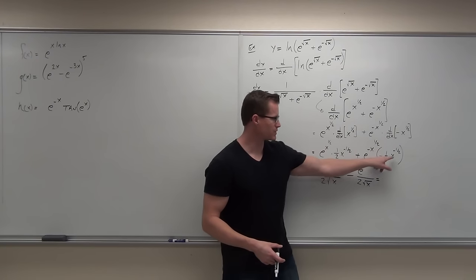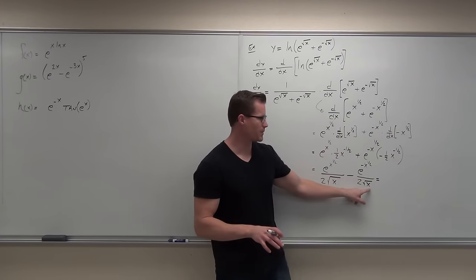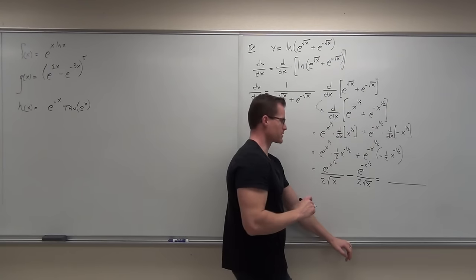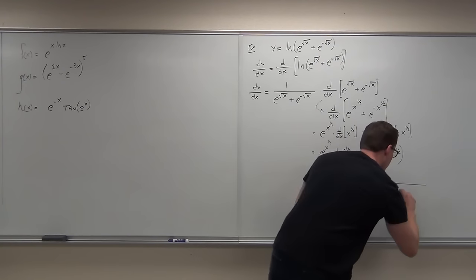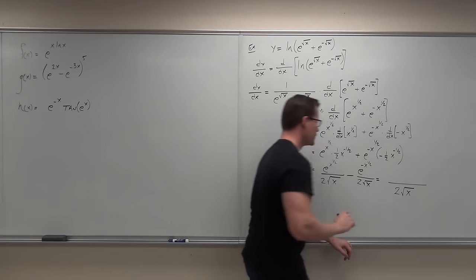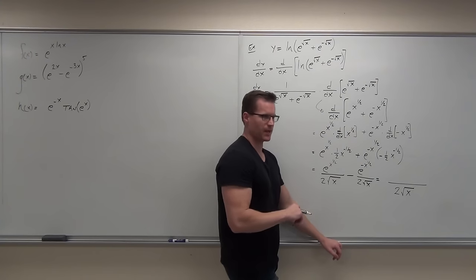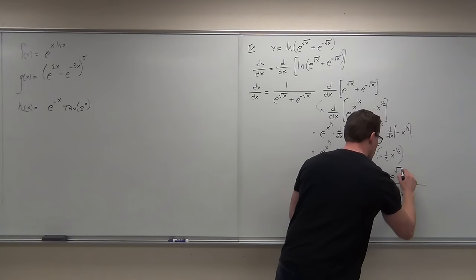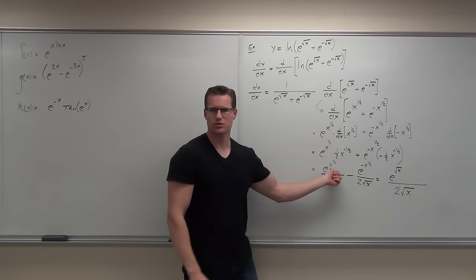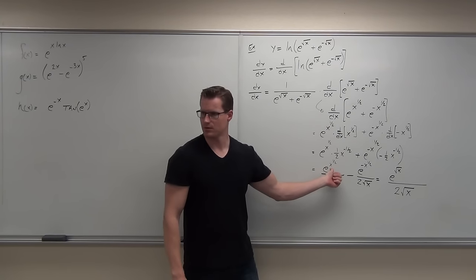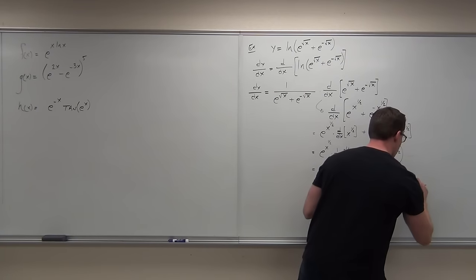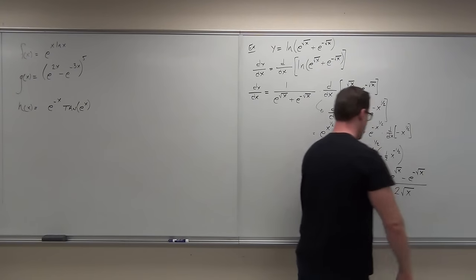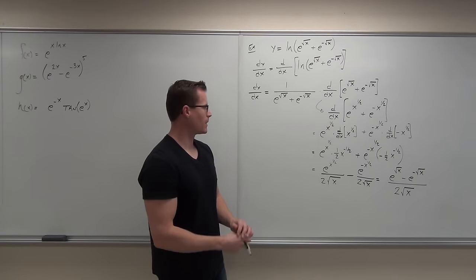This is our 2. This is our square root of x right down there on the denominator. Now we're going to combine these. Tell me what's on our denominator, please. 2 root x. On the numerator, do some fancy math and change it back to square roots. So we got e to the square root of x. e to the square root of x. You okay with that one? Minus e to the negative square root of x. That's right. e to the negative square root of x.